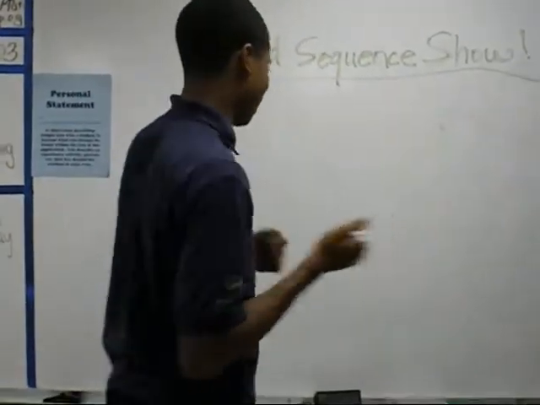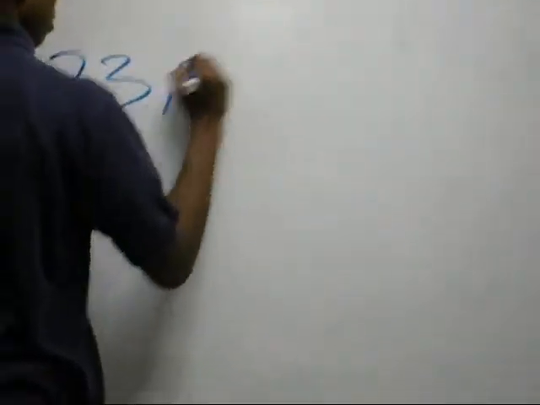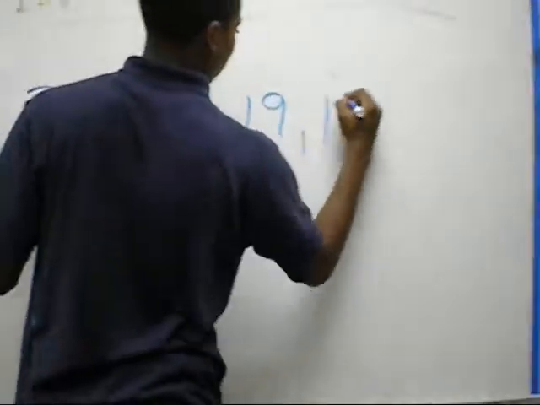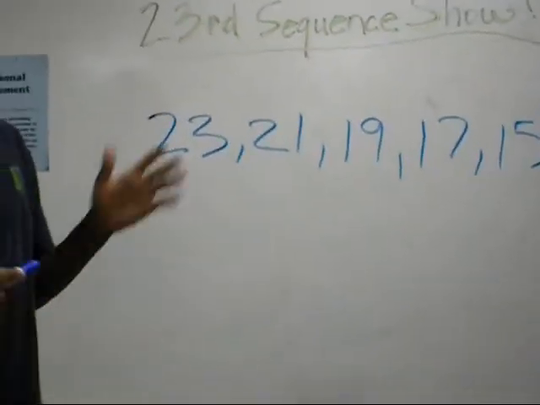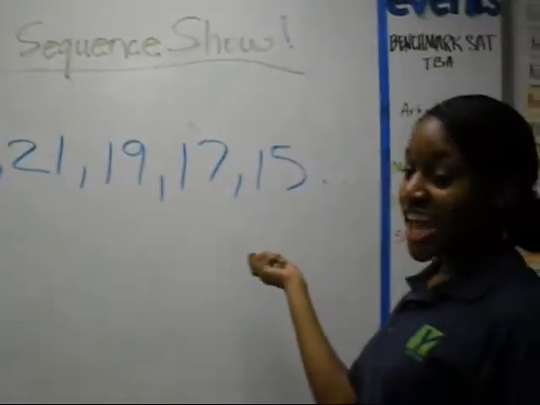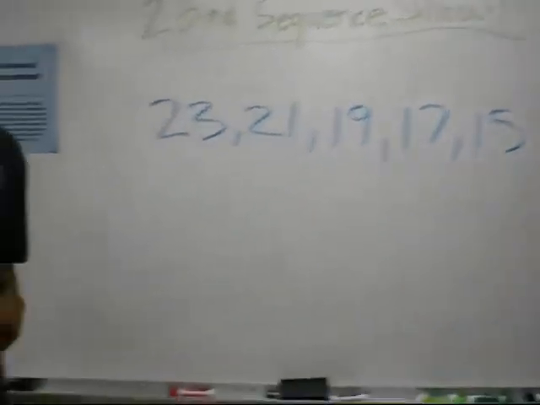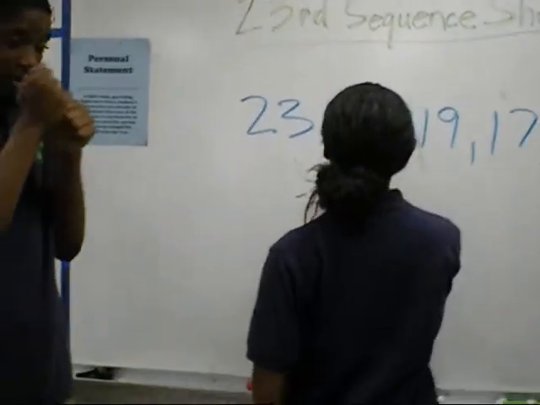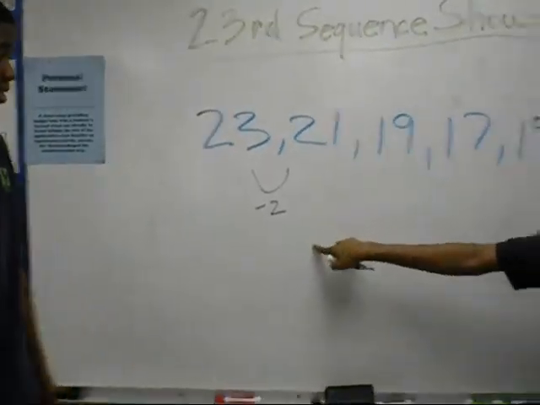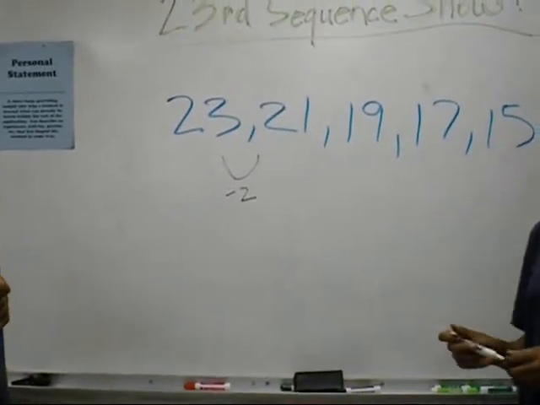For example, can you see a constant change in this sequence? Yes. What is it? Negative 2. Correct. To get to each term, you subtract 2 from the previous term.